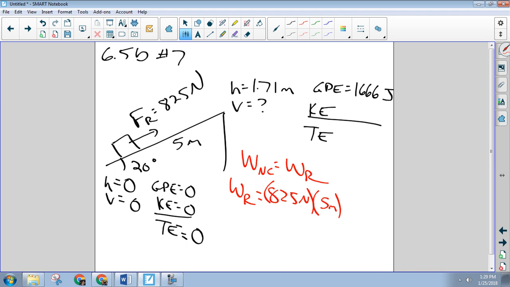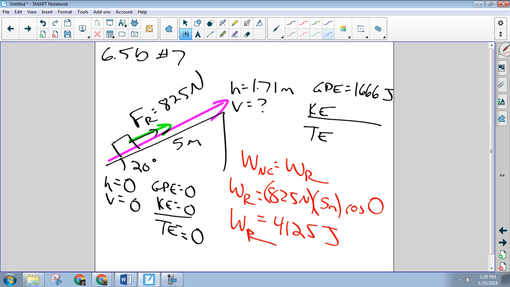0. Okay? Remember, that theta in this equation over here is the angle between your force and your displacement. All right? And the angle between those two vectors is 0. So this is technically times the cosine of 0, which is just 1, right? So is everybody okay with why that's 0? I'm still seeing people mix that up. Okay, cool. So multiply this out, you get 4,125 joules. So that's the work that Roy did. Let me pause there for a minute.